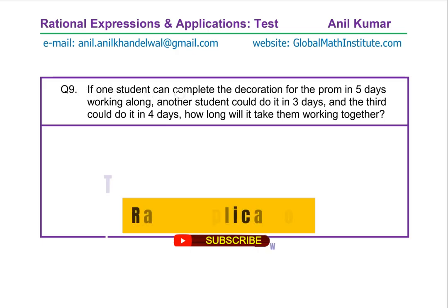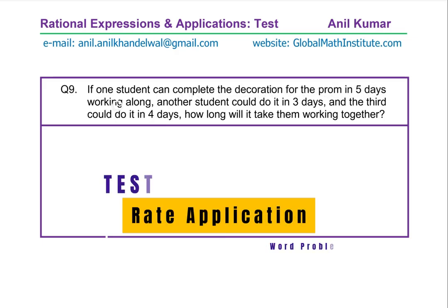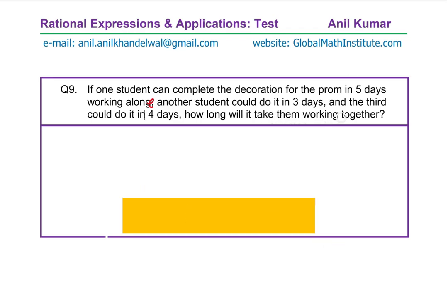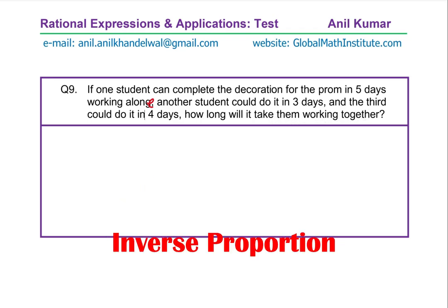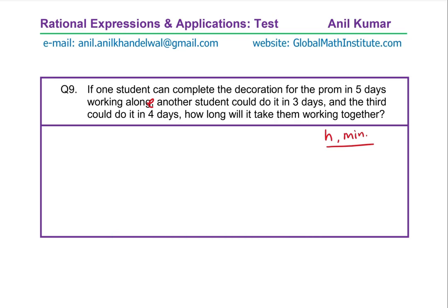If one student can complete the decoration of the prom in 5 days working alone, another student could do it in 3 days, and the third could do it in 4 days. How long will it take them working together? So you can write the answer in hours and minutes, right? So convert them to hours and minutes to get this answer. Okay, so remember, rate of doing work should help you to answer this question.